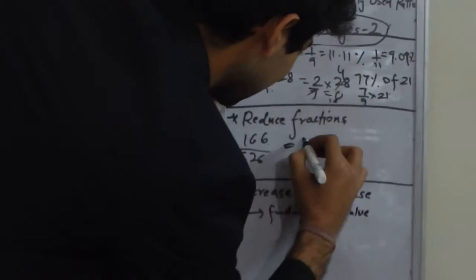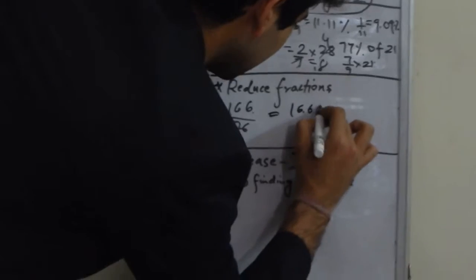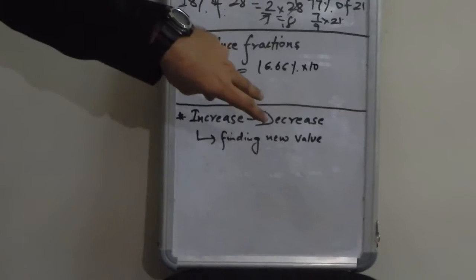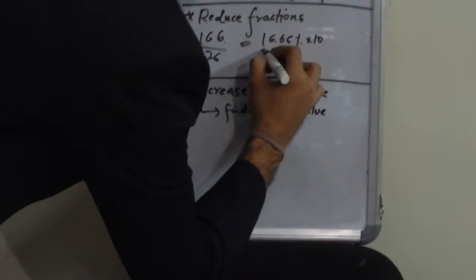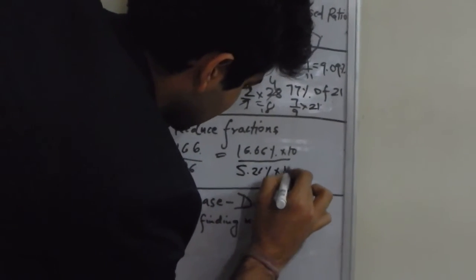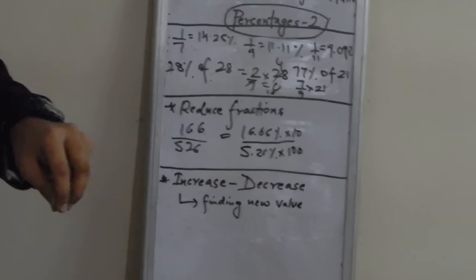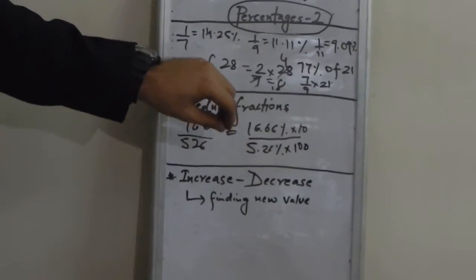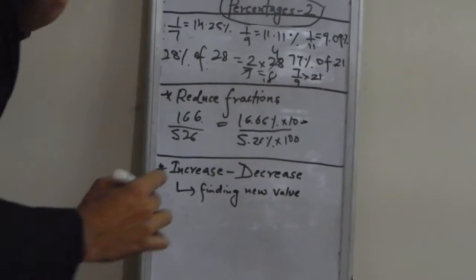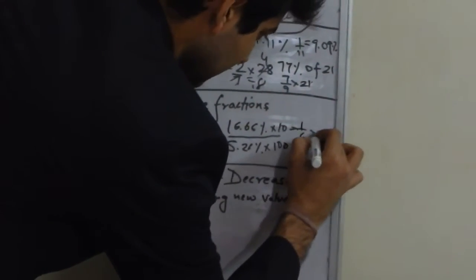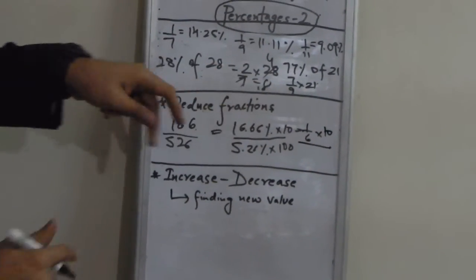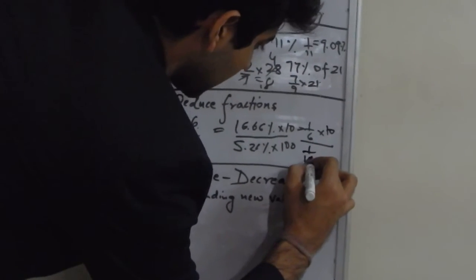So I would say this looks to me like 16.66 percentage into 10, 166, and I would say it looks to me like 5.26 percentage into 100. And if you recall this carefully, you would see that 16.66 percentage was nothing else, it was 1 by 6, which is 1 by 6 into 10. And then 5.26 was actually 1 by 19. So this becomes 1 by 19 into 100.